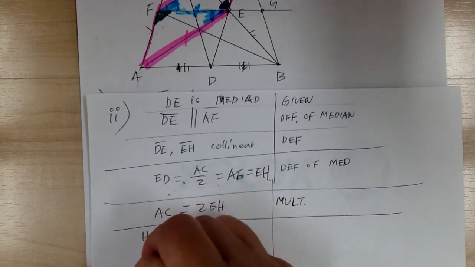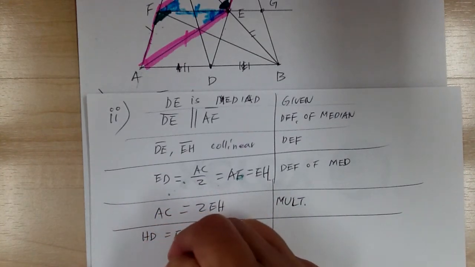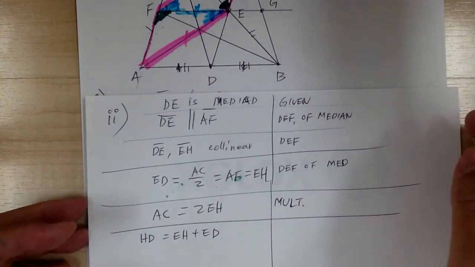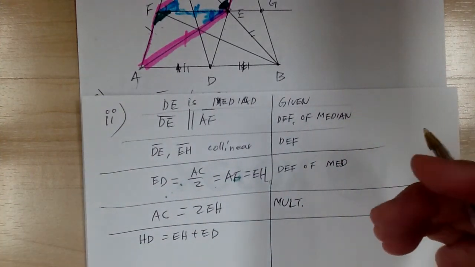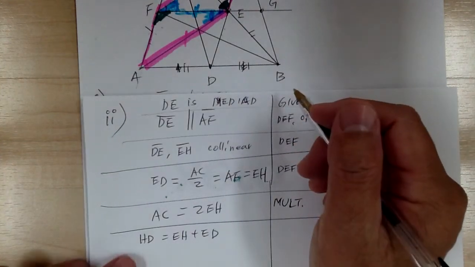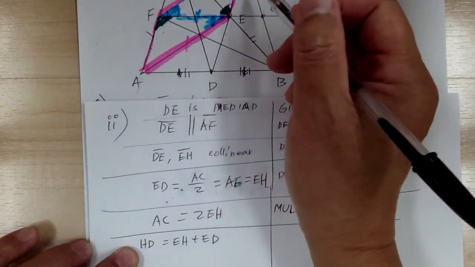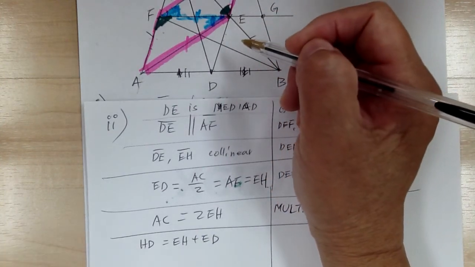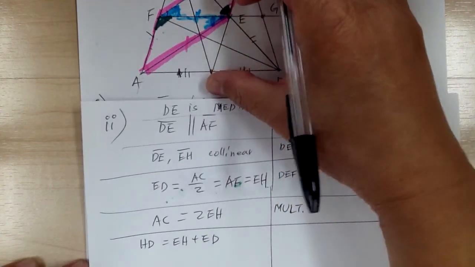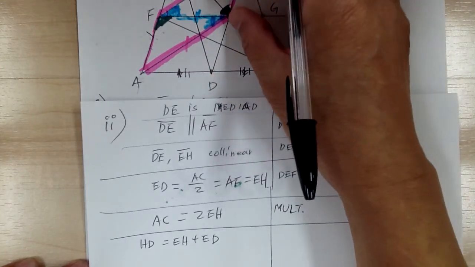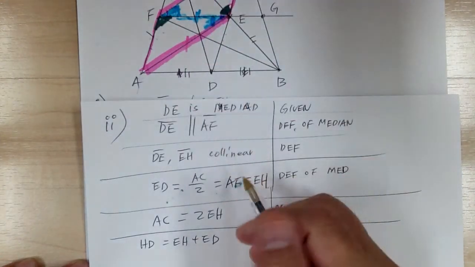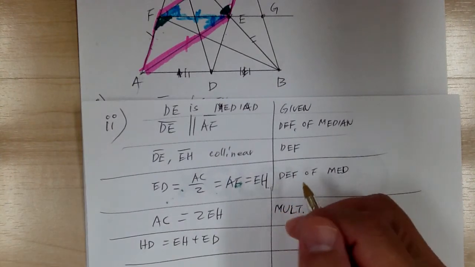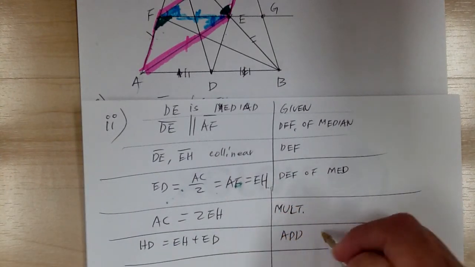And then the next one is HD equal to EH plus ED. Okay, so HD equal to EH plus ED. Again, that's the addition property.